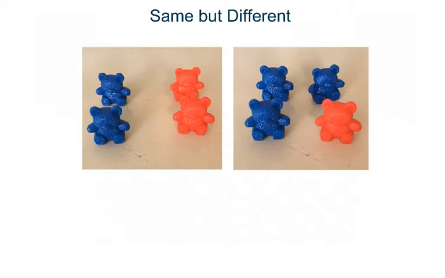Let's think about how they're the same. Do you see that both pictures have 4 bears? Count with me. 1, 2, 3, 4. So they're both the same as they both have 4 bears in each one. Do you see another way that they're the same? You might be thinking that they're all bears. You're right. Both pictures have bears.